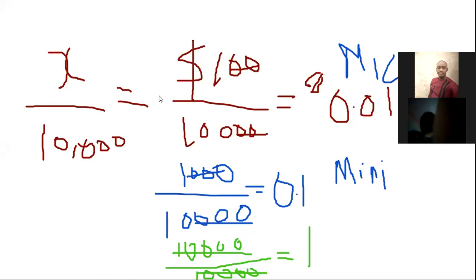I want to type something quickly. This is a standard lot size, and the standard lot size is 1. So this one that is 1, I can see it as a standard lot size.